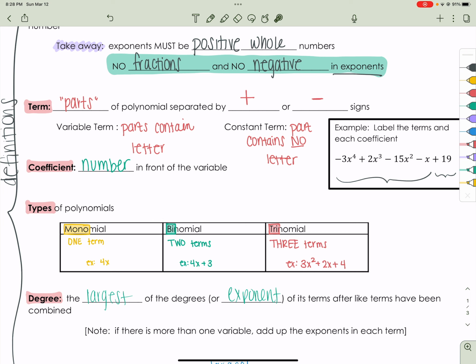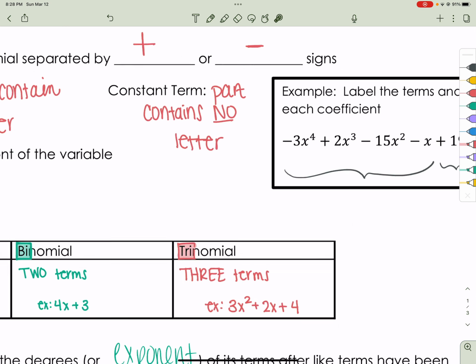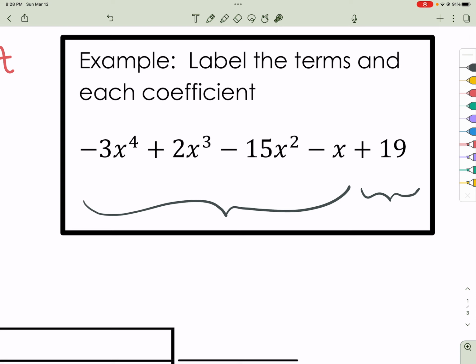Now with that, let's look over here at this polynomial to the right and put some actual examples to these definitions. The first thing to note is that this is a polynomial. Notice all the exponents are positive whole numbers. I have 4, 3, 2, technically a 1 there, and then nothing. Also notice that the exponents are in decreasing order. We call this standard form of a polynomial. The numbers out front can be negative, but the exponents have to be positive whole numbers.